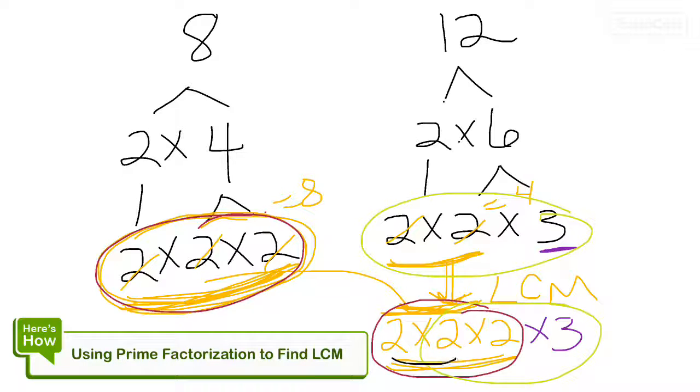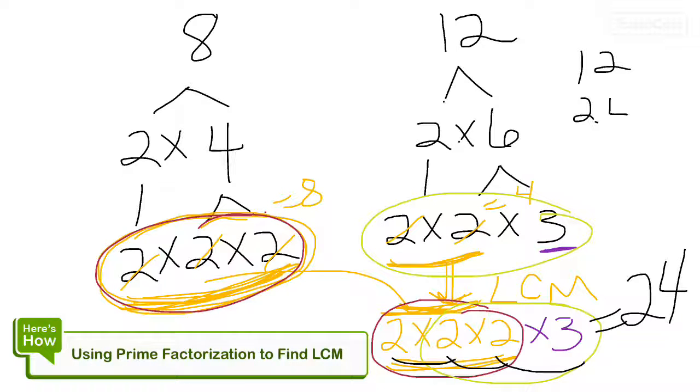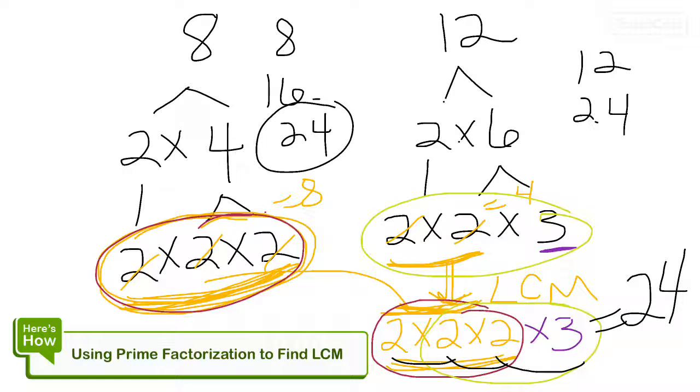So let's solve this out. 2 times 2 is 4. 4 times 2 is 8. 8 times 3 is 24. Does it make sense that my least common multiple is 24? Yeah, because 12, if I did my multiples of 12, I would get 12, 24. If I did my multiples of 8, I would get 8, 16, 24. So doing it the old way, I can check to see that yes, the answer is 24.